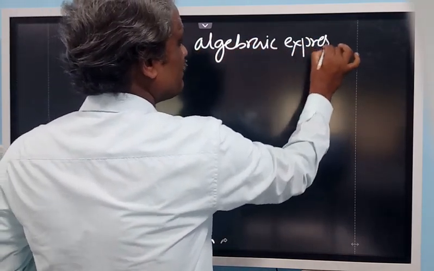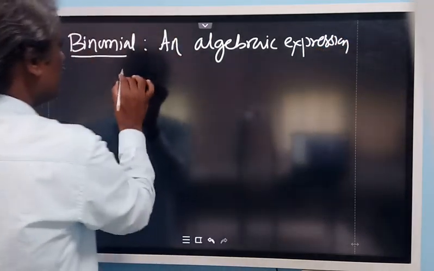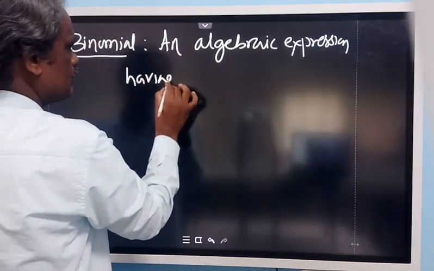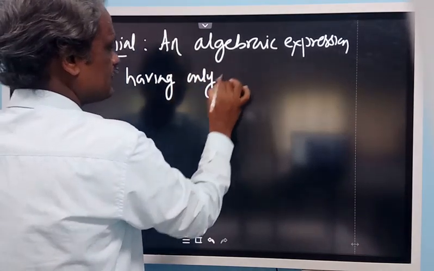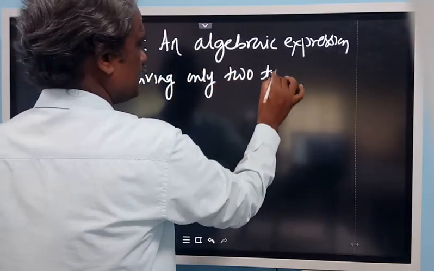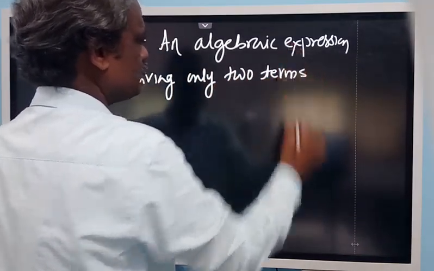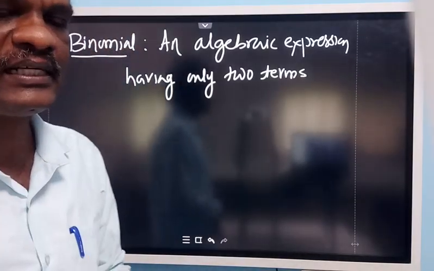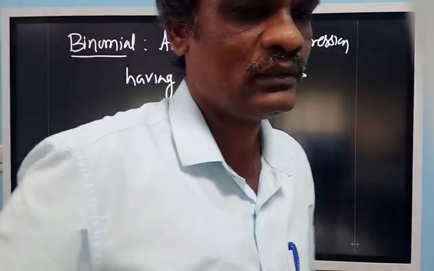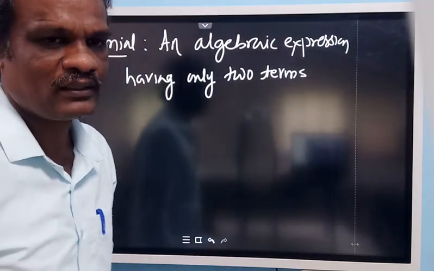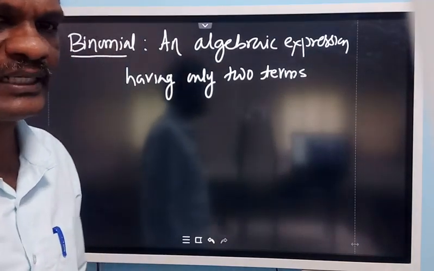It's an algebraic expression having only two terms, the two unlike terms. Okay, unlike terms, let us say later. Now just listen only to terms. Like and unlike terms, later I will explain.